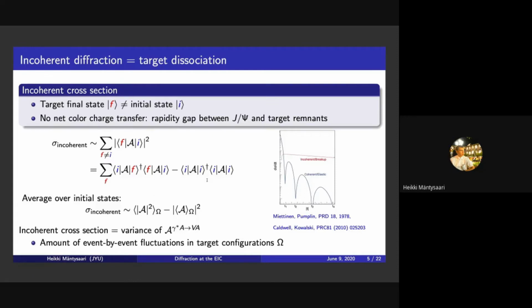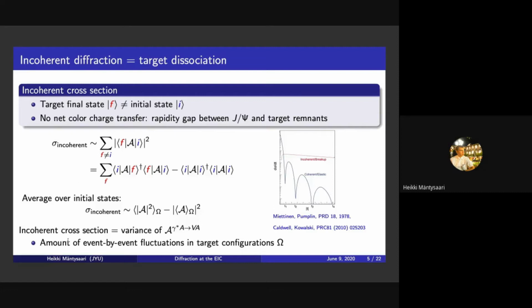So then this part is the coherent cross section that I just discussed, and the first part is the total diffractive cross section. And this difference is called incoherent diffraction. What you actually get, when you also take into account that you have to average over the possible initial states, is the cross-section you get by taking the square of the scattering amplitude and averaging over the initial configurations, and then subtracting the coherent cross-section that I just discussed.